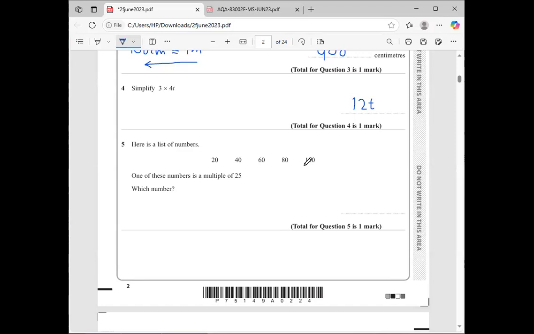Now, because 50 is 25 times 2, there's no way 60 can be the answer, because the next multiple of 25 will be 25 times 3, which is 75. So obviously 80 is out of the picture because 75 has already met the condition. The next number left is 100, and 100 is a perfect fit because 100 is 25 times 4.